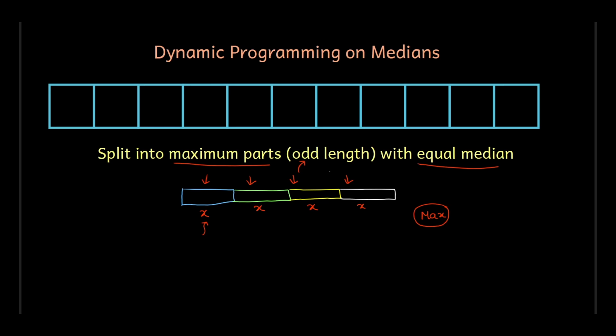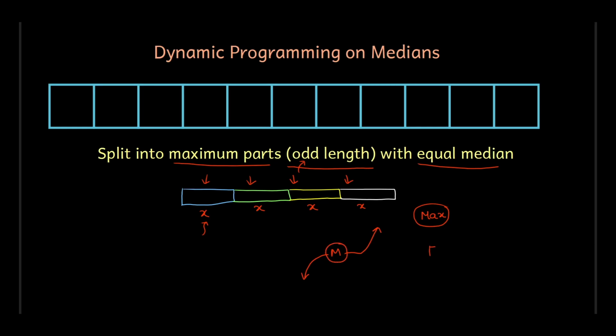And note that each block that you create has to be of odd length, because in odd length there is no ambiguity for a median. So if this is the median, then half the elements will be smaller than the median and half the elements will be bigger than the median, and the median would be the central element of the array.